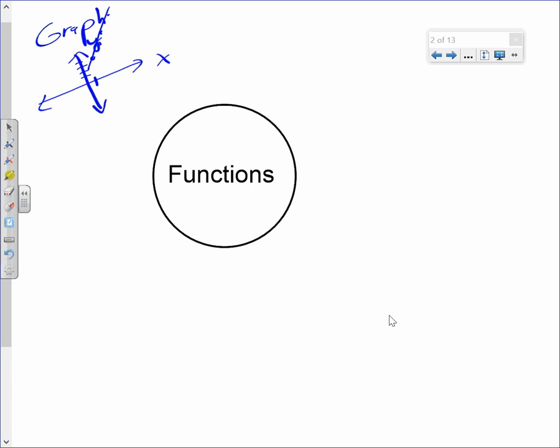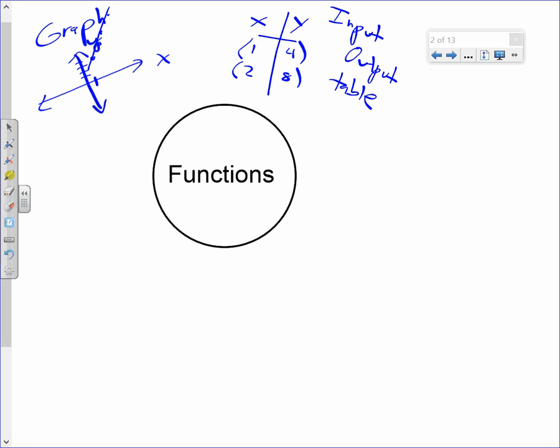How else can a function be described? Well, we did it for warm-up. How about an input-output table? We're going to put x and y. So put input-output table. So at 1 second, the thug was 4 feet away. At 2 seconds, the thug is 8 feet away. At 3 seconds, the thug is 12 feet away. There's an input-output table. So a function can be represented by a graph. It can be represented by an input-output table. It can be represented by ordered pairs. So over here, put ordered pairs.